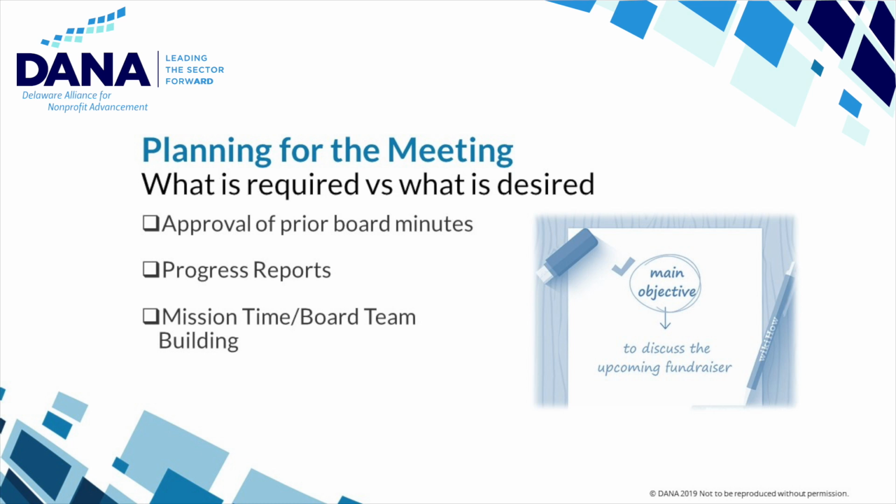Progress reports. It's important that the board is evaluating whether or not the organization is moving forward towards the goals that it set. So having that information is very helpful. Creating some time for the board to reflect on the good work that they are doing, that the organization is doing, and even team building. One of the things that we have learned through our research is that boards of directors, when they operate like a team and they feel connected to each other, they tend to be higher performing.